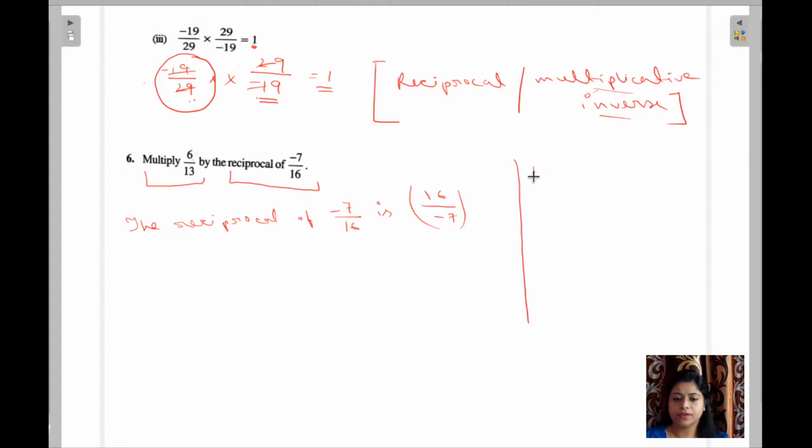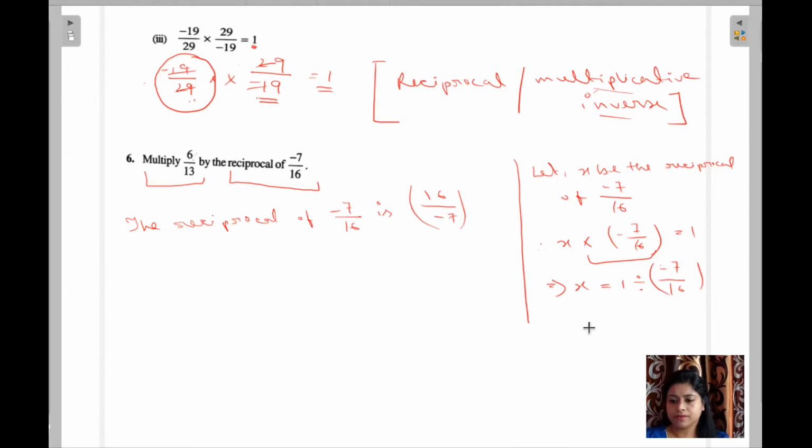Or you can do it here: let x be the reciprocal of minus 7 by 16. Therefore x multiplied by minus 7 by 16 is equal to 1. Now we take this term to the right side of the equal sign, so it becomes division. So x equals 1 divided by minus 7 by 16, and division becomes multiplication with the opposite number. So x equals 16 by minus 7. Therefore the reciprocal of minus 7 by 16 is 16 by minus 7.